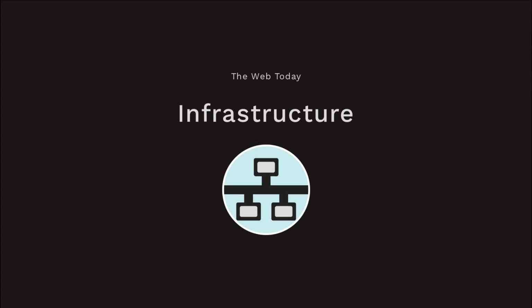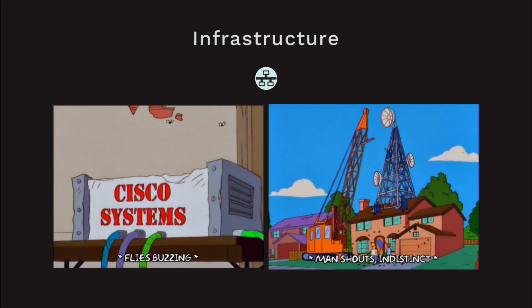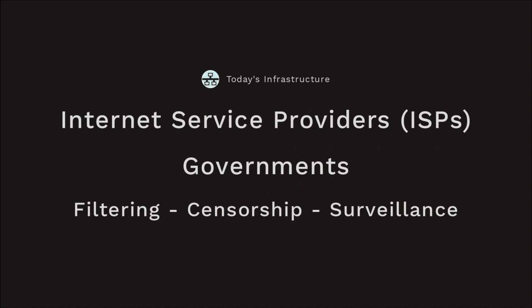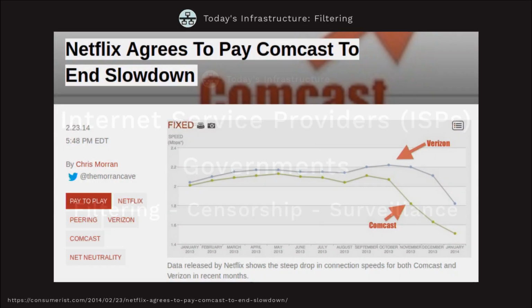Let's start with infrastructure. When I say infrastructure, I mean everything that lives on the physical layer. So cables and fiber, radios, antennas, and everything in between. Most of the infrastructure that we use to go online is managed by internet service providers, or ISPs, and in many cases regulated by some government authority. Both of them engage in filtering, censorship, and surveillance.